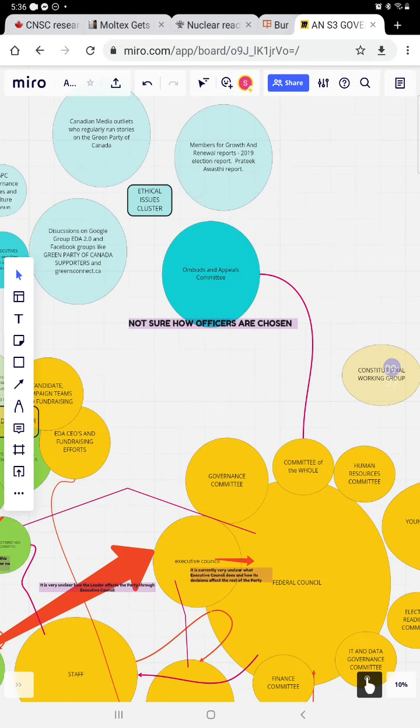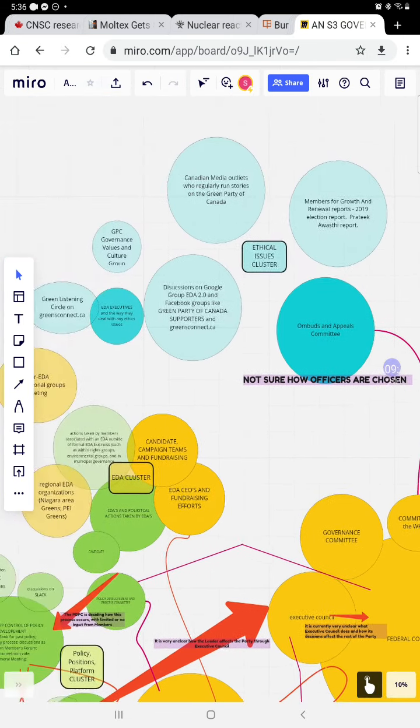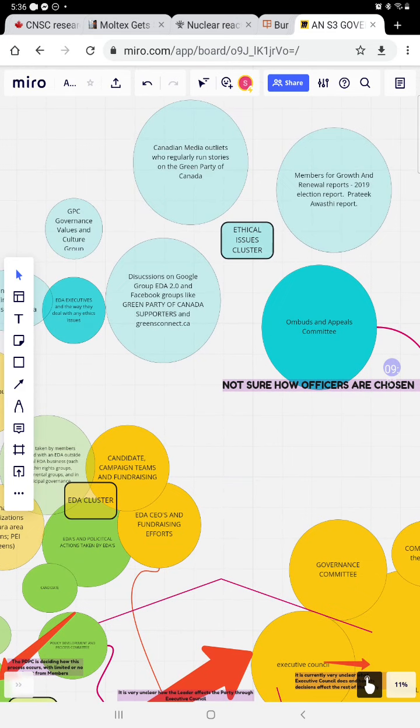So last but definitely not least, most importantly, there is our judicial branch. The formal one is the Ombuds and Appeals Committee. I'm not sure how officers are chosen for the Ombuds and Appeals Committee. They do have a report that just came out on the Jenica Atwin, Annamie Paul, Noah Zatzman heartbreak, and I think it's required reading for most Greens.